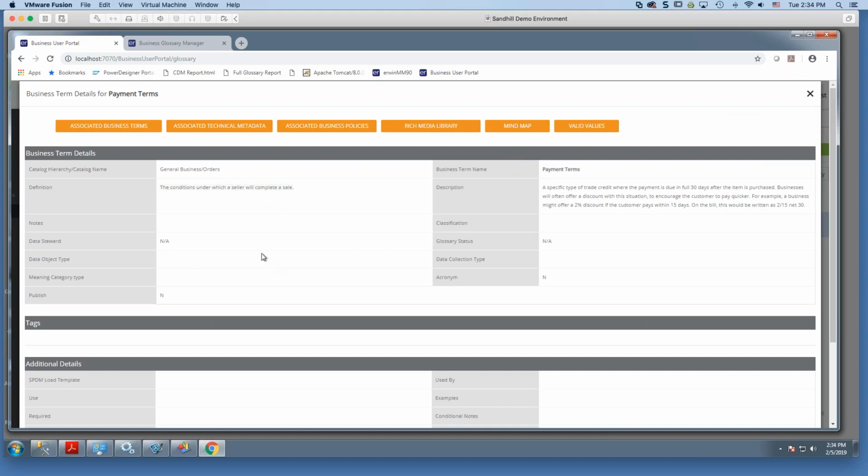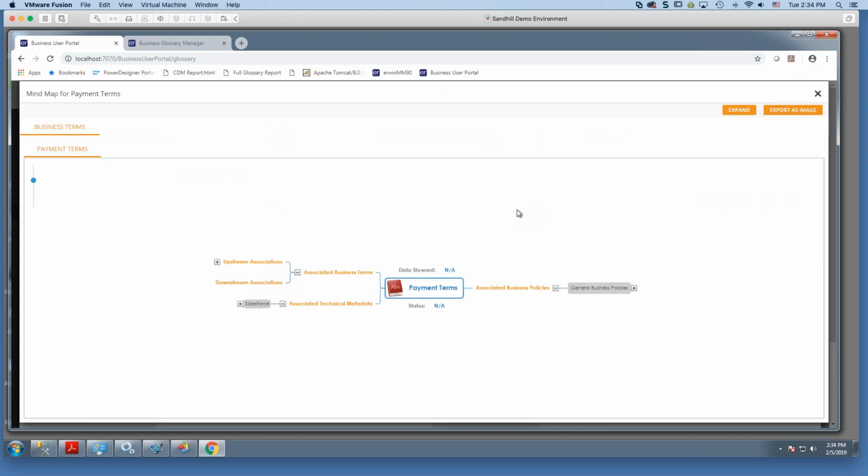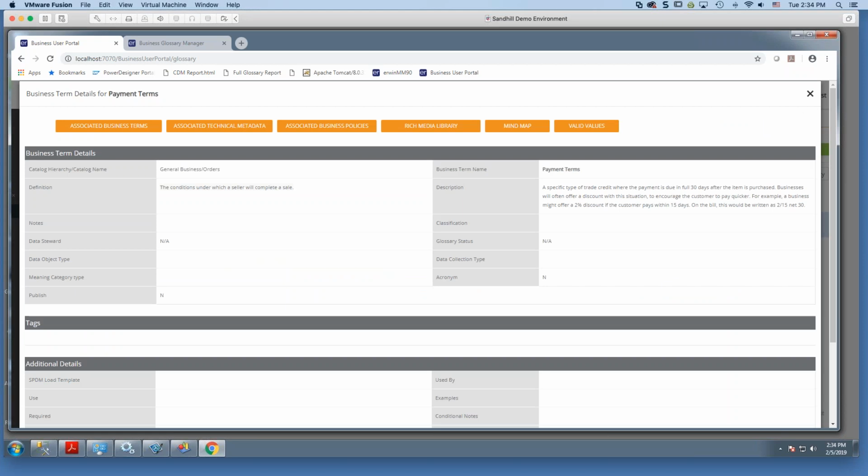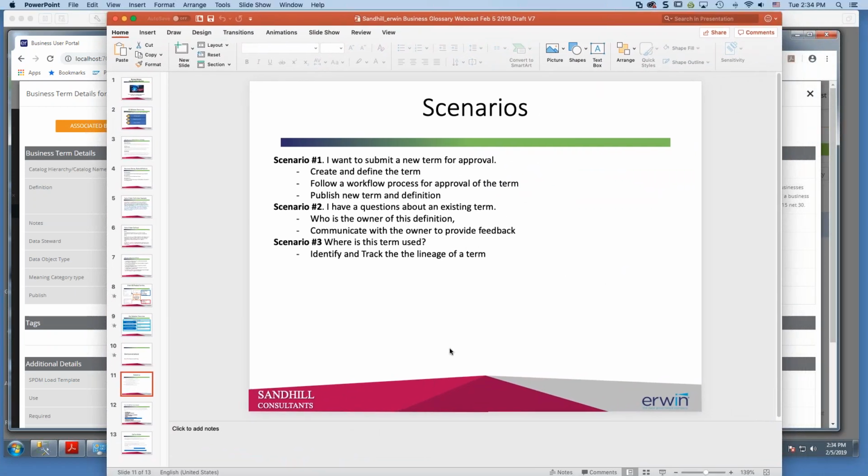Obviously, you can't modify this, but you can see the information in here, such as the mind map. And this expand button is nice because it fully expands everything out in one click. I can see all this information, and I can see that there isn't even a data steward assigned to this, and it doesn't have a status yet. But I can see that it is payment terms within the business terms. So I just wanted to make sure that I talked about that before I wrap this up. But that covers the 3 scenarios that I will be using the Business Glossary Manager for.